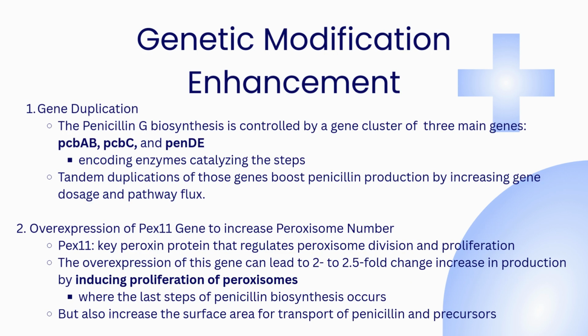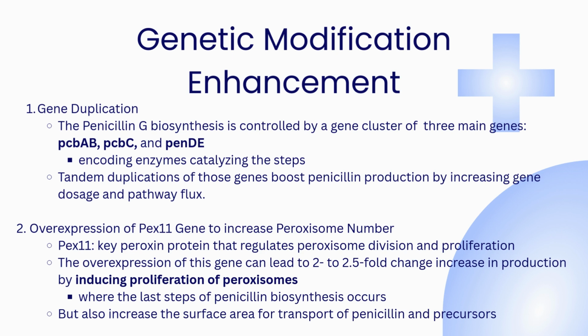There are 2 genetic modification enhancements in this biosynthesis. The first is the gene duplication, where this is controlled by a gene cluster of 3 main genes, the pcbAB, pcbC, and the penDE, which are encoding enzymes that catalyze the 3 steps. The tandem duplication of these genes would boost the penicillin production by increasing the gene dosage and pathway flux.